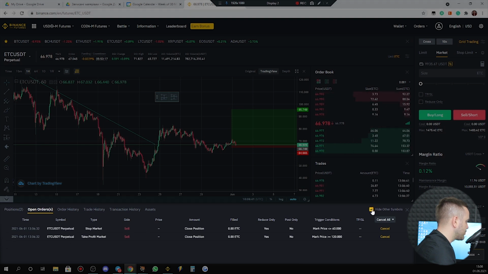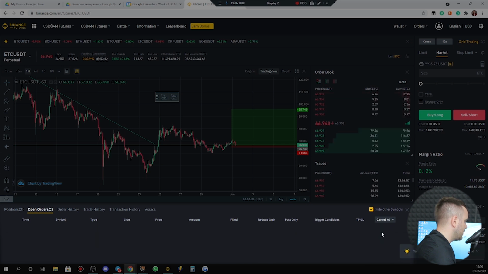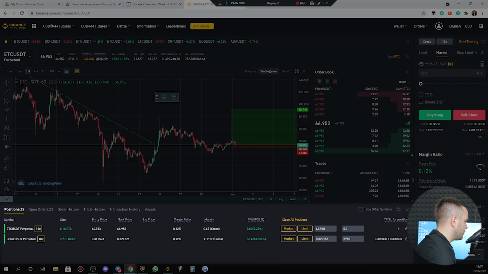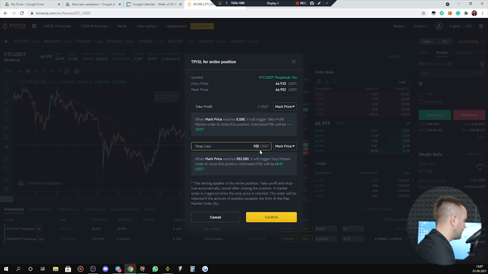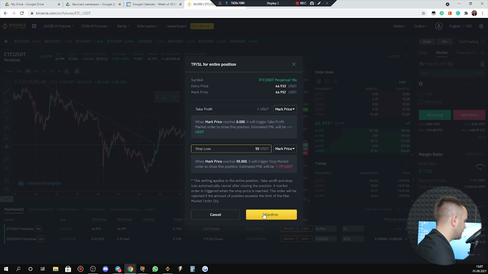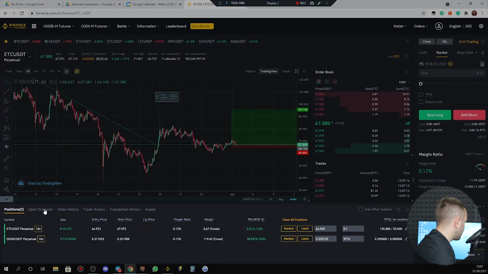Also, as you can see, you can push this button and you will see only orders that are connected to the symbol that you open here. As you can see, all of them. You can cancel here, take a look. As you can see, we canceled stop loss, and also we just canceled a take profit. And what you can do here, you can set it again, for example, 55, 52, 55, and 125. Confirm, as you can see. We just set stop loss and take profit.